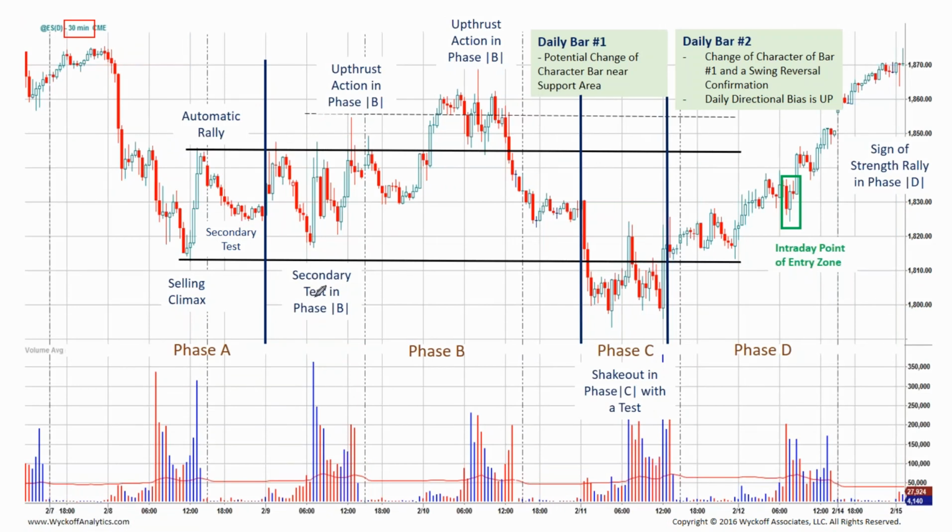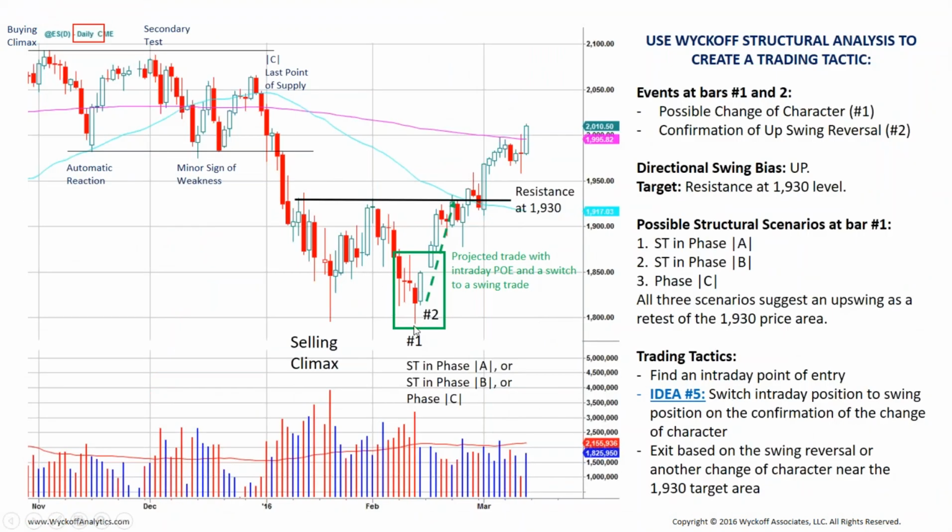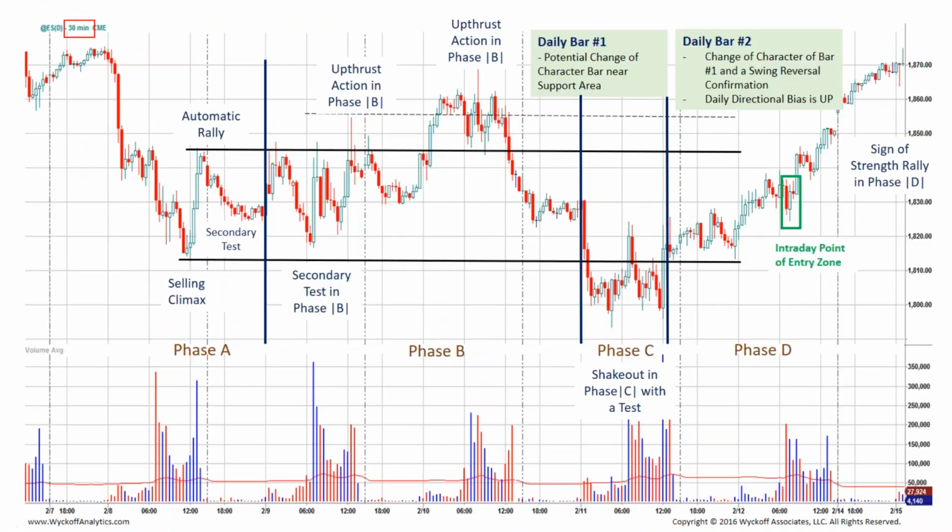So as we look into this area right here on the daily, this area in the green box, we're seeing some kind of consolidation on the daily basis. So let's look on the intraday. So first move to the downside, change of character, secondary test, phase A, and then not going to spend a lot of time here because we're actually going to do this next.